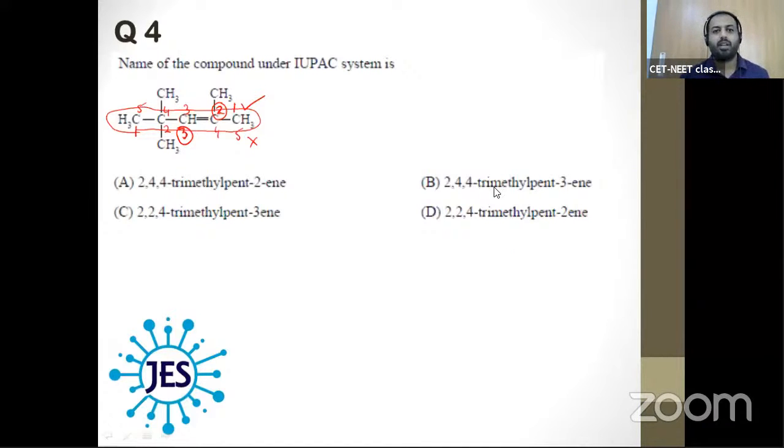Okay. Let us see. So, the main chain we have now identified, right?